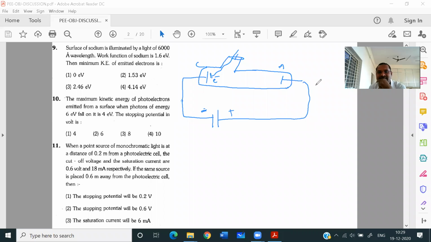Because the anode is positive, the electrons will come to this side, and these photoelectrons will be collected. Here one ammeter, a milliammeter, will be there. We can measure the photoelectric current.